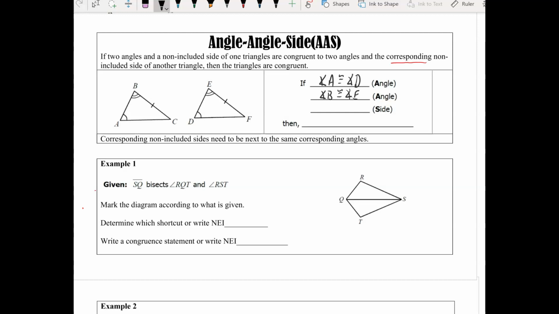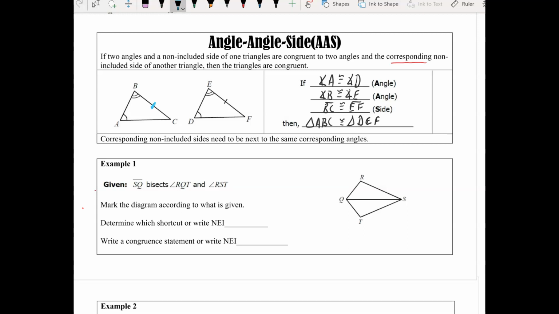And last, if the side BC is congruent to the side EF, then the triangles are congruent. So I'll just say triangle ABC is congruent to triangle, let's see, A corresponds with D, B corresponds with E, and C corresponds with F.